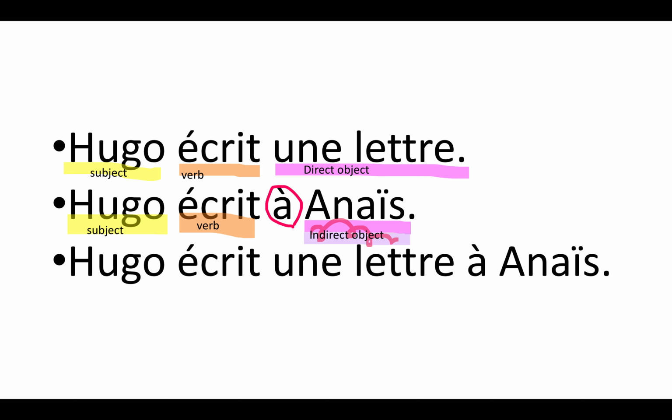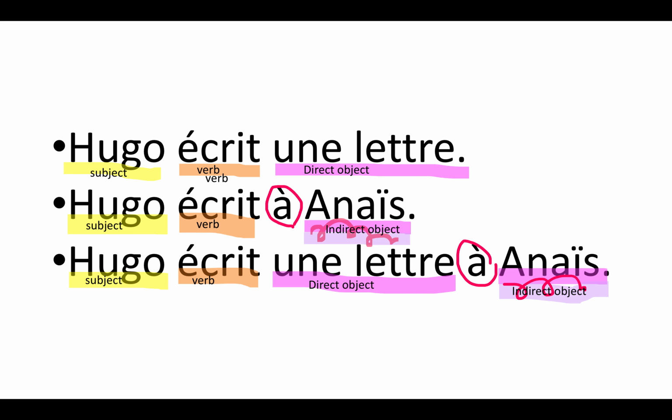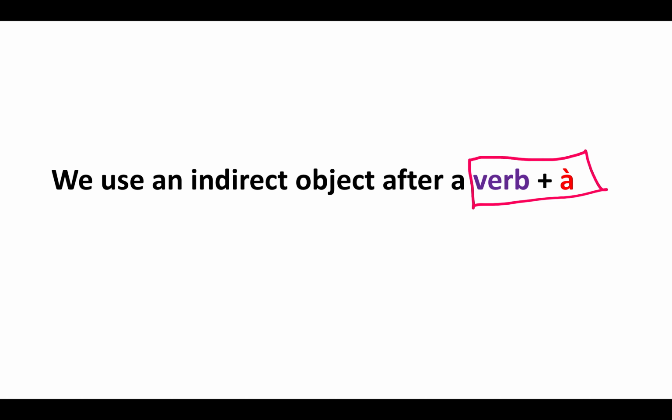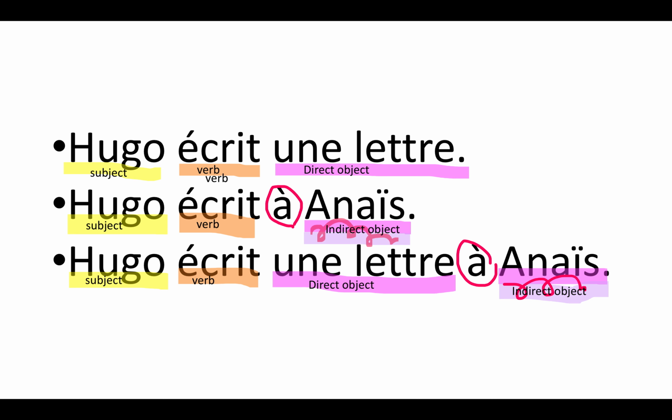Hugo écrit une lettre à Anaïs. So Hugo is going to be the subject, écrit is still going to be the verb, une lettre is going to be the direct object, and Anaïs is going to be the indirect object. So it's possible to have a direct object and an indirect object, just like in English. We use an indirect object after a verb plus the preposition à. See there? We have a verb, écrit, and the preposition à. They're not sitting right next to each other, but that verb, écrit, takes à.